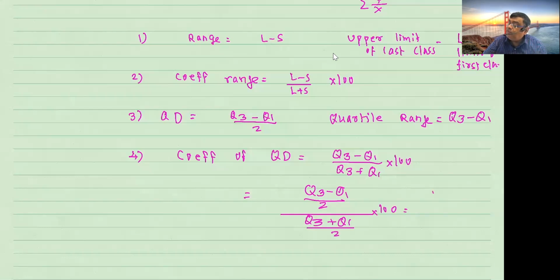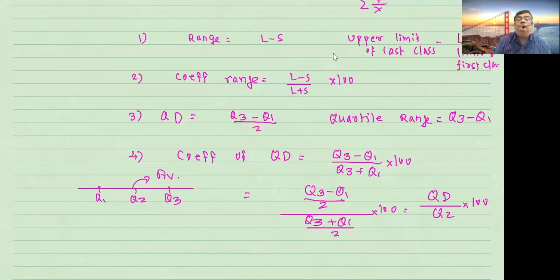But mind well, this is quartile deviation. आणि Q1 plus Q3 upon 2 is nothing but Q2. कसं आहे की Q1, Q2, Q3, तो ये जो Q2 है वो एवरेज हो गया ना दोनों का. So that is quartile deviation upon Q2 into 100. MCQ पे लगेगा. Quartile deviation upon Q2 into 100.